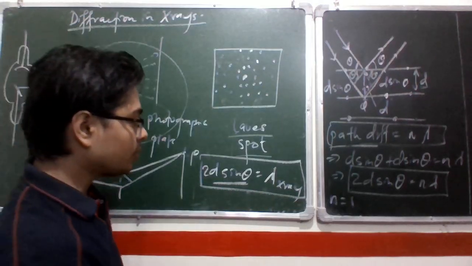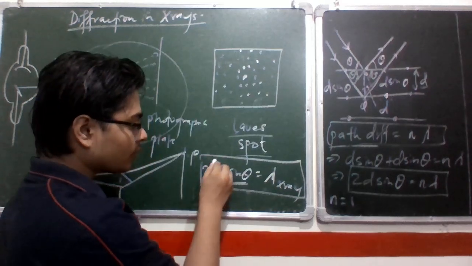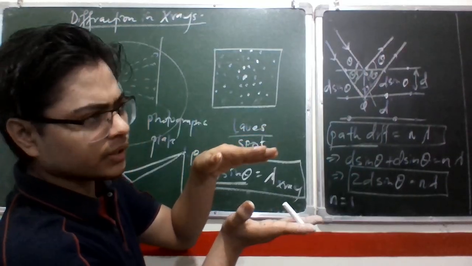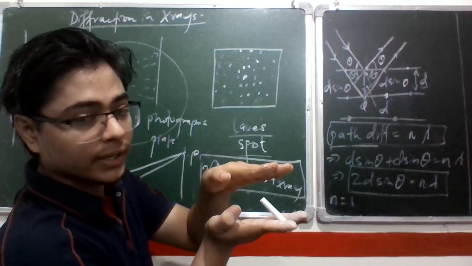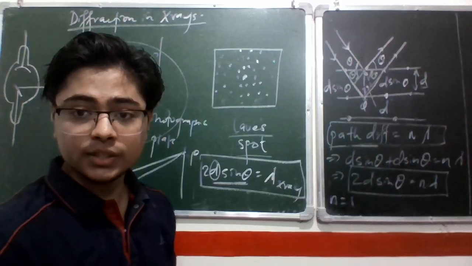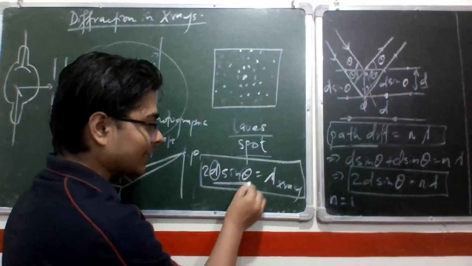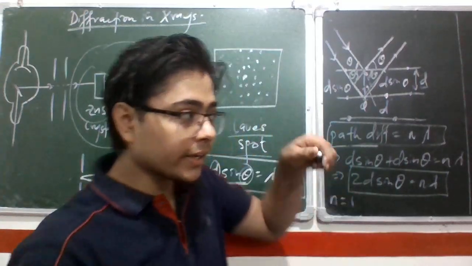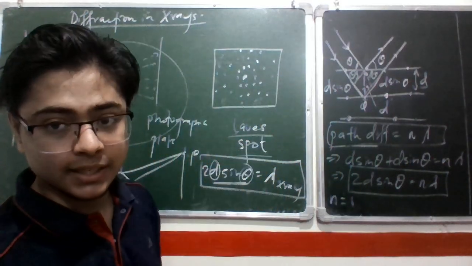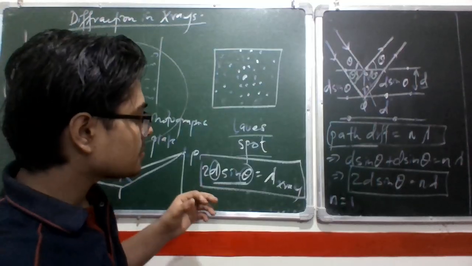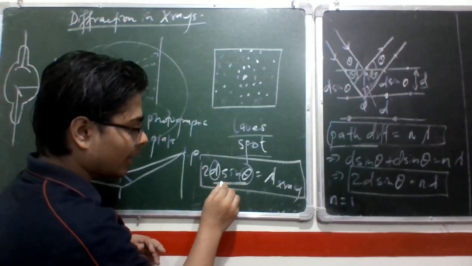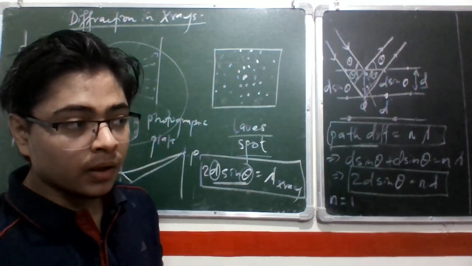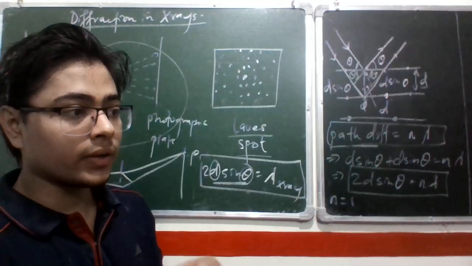Now we know the value of d from our experiments on the crystals. What is it? The intermolecular distance between the two layers of atoms in a crystal lattice. And similarly, we know theta because we do the experiment and we know at which angle we are using the incident light. So, since all of these are known quantities, we can find the X-ray wavelength very easily.